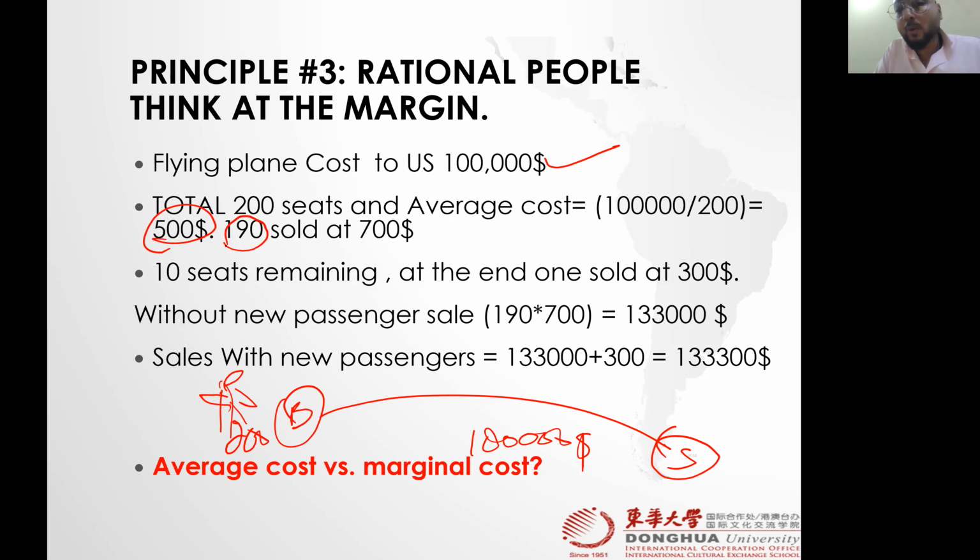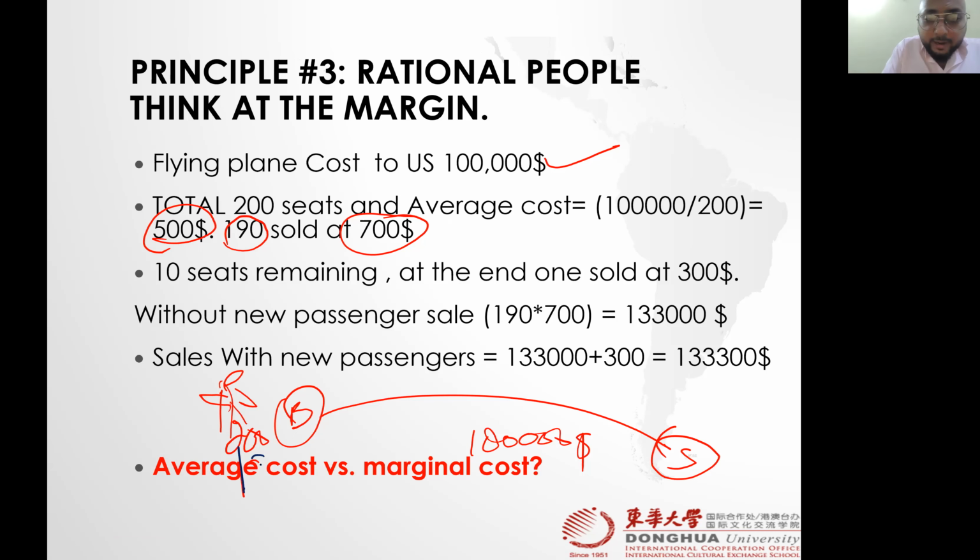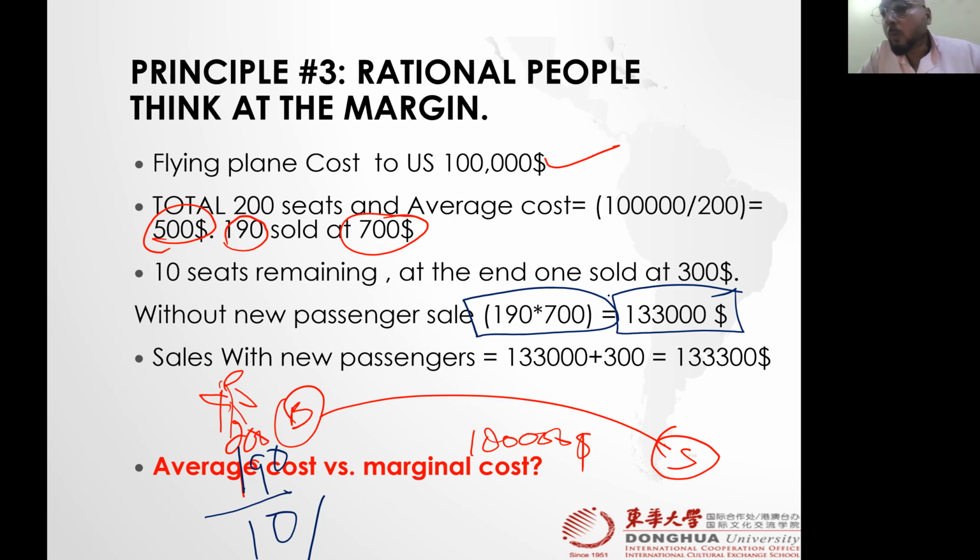190 seats are sold at 700. Let me change the color here. 190 seats are sold, so it means 10 are left. How much revenue did we get? 190 multiplied by 700, the answer is 133,000. 10 seats left. So what happened?